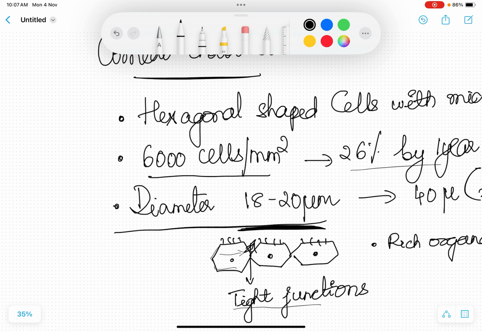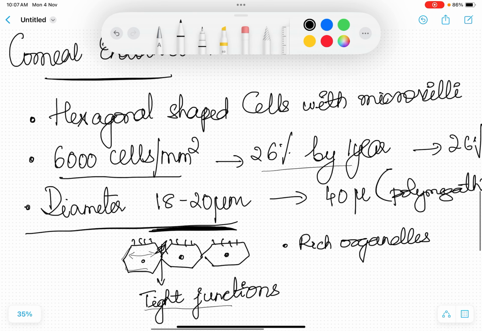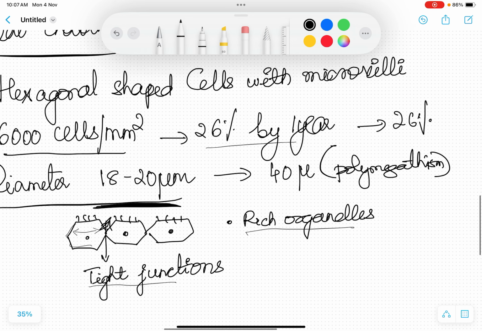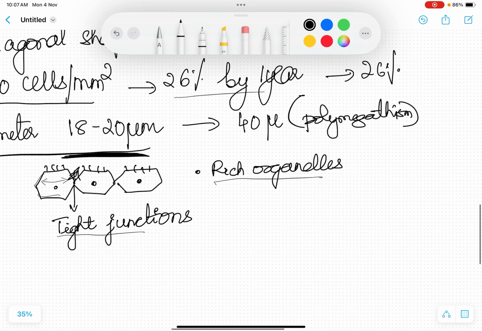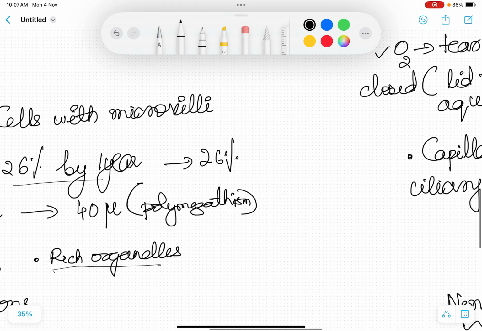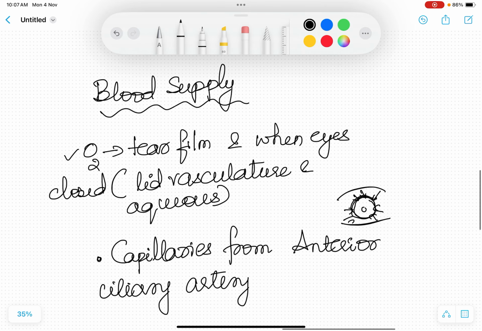And these cells, which at birth have a diameter of 18 to 20 microns, increase to 40 microns with advancing age. These cells have rich organelles because of their high metabolic activity and are made up of numerous metabolic pumps, and they play a very important role in corneal transparency.